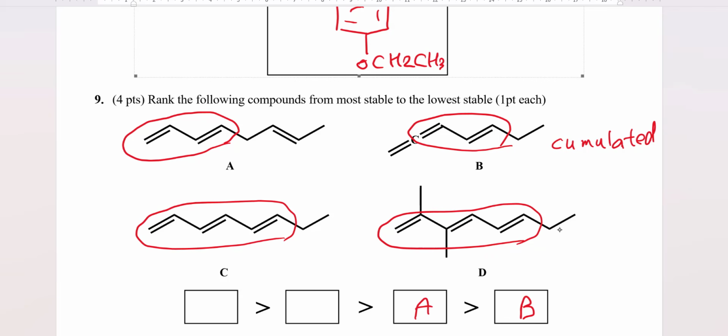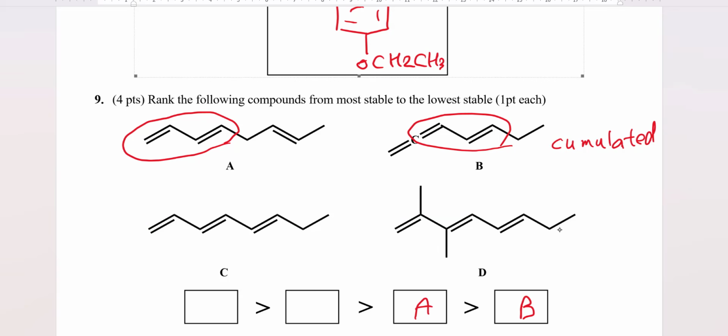And between C and D, we need to decide which one is more stable. Both of them have 3 conjugated bonds, but we know from alkenes that when we have an alkene with more substituents, it is more stable. So because both of them have the same type of conjugation system, the one with more substituents will be more stable. D and C.